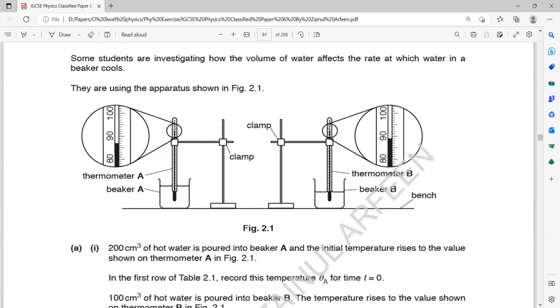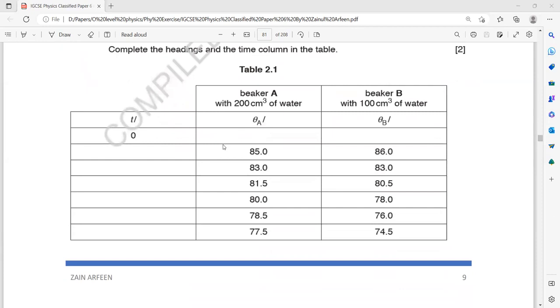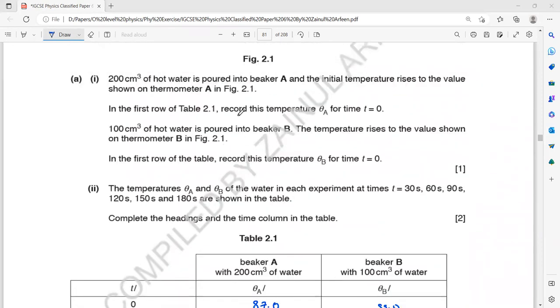What's the initial temperature? 87. And what is the initial temperature of thermometer B? 89. So they said to write these values in a table. So we will write 87 and 89 here. So this was 87.0 and this one is 89.0, because you should use the same number of decimal places or significant figures when you're completing a column.